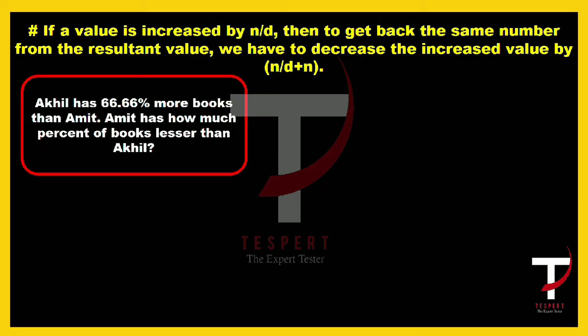If a value is increased by n by d, then to get back the same number from the resultant value, we have to decrease the increased value by n by d plus n. So we shall take this example. Akhil has 66.66% more books than Amit. Amit has how much percent of books lesser than Akhil? Here Amit, here Akhil.